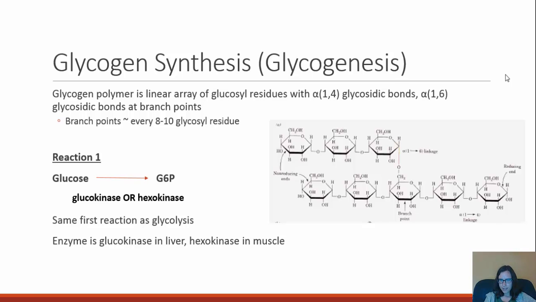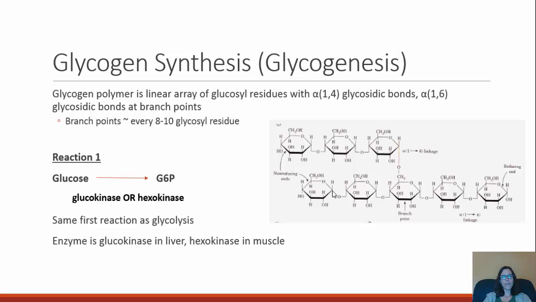And why do we want this extensive branching? Well, it allows for an ability to build these glycogen molecules really fast, because we can add on glucose molecules to all these different branch points. And then it also allows for really quick degradation of the glycogen molecule in order to allow us to have quick access to free glucose in order to meet our needs.